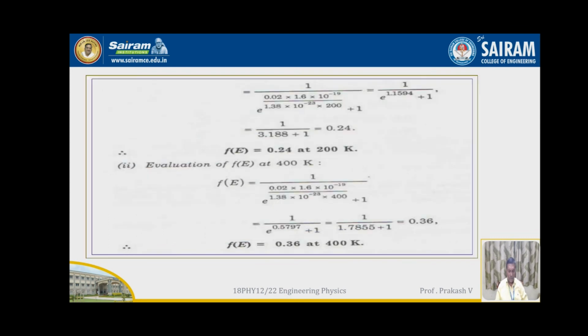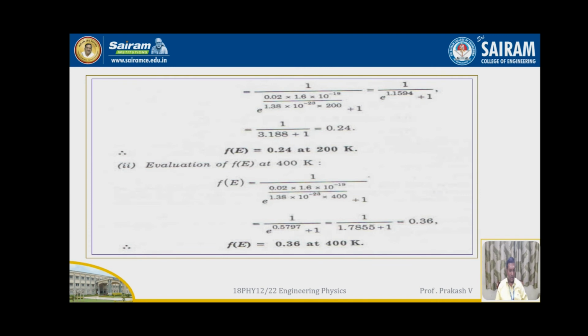Now substitute the values given and take the value of T is equal to 200 Kelvin. After simplification, we are going to get f of E is equal to 0.24 at 200 Kelvin. Next, if we take 400 Kelvin, after simplification, the value of f of E is equal to 0.36. So this is the value of f of E at 400 Kelvin.